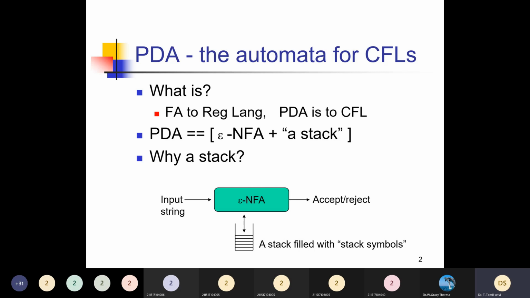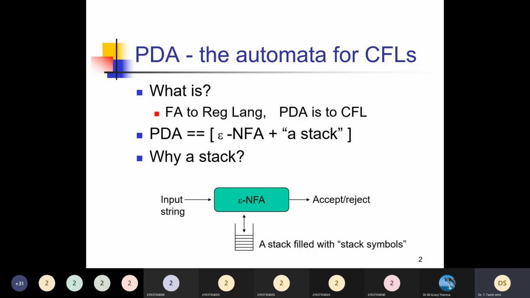PDA is equivalent to ENFA plus stack. So what is ENFA? Epsilon non-deterministic finite automata, that is, with epsilon transition. That is called the ENFA here. So PDA is the combination of ENFA plus stack. Therefore the PDA accepts the null string also.